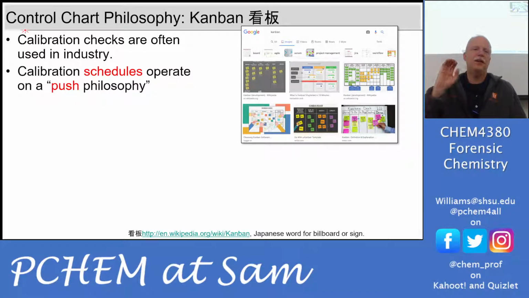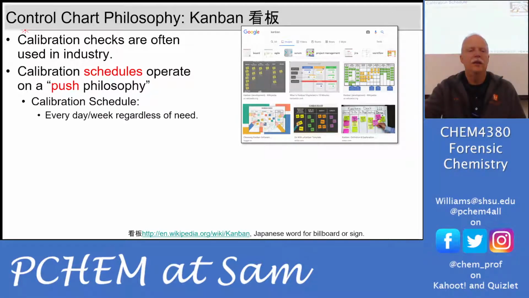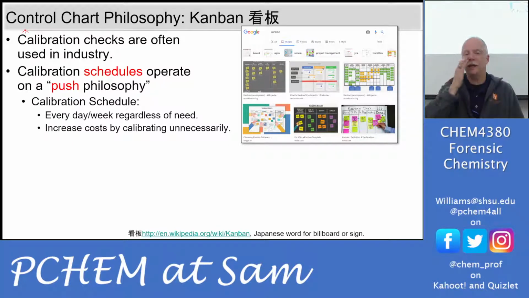And if we say you're going to calibrate, say, every Monday for the week's worth of work, and then do a calibration check on Tuesday, Wednesday, Thursday, or whatever, or maybe you just do a calibration check once a week, that's, again, on a schedule, so it's a push. You're not looking at any data to make that decision. In fact, there's no decision to make. It's a push because it's a schedule. So every day or week, regardless of need. This increases costs potentially by calibrating unnecessarily. So I think that's the big key right there.